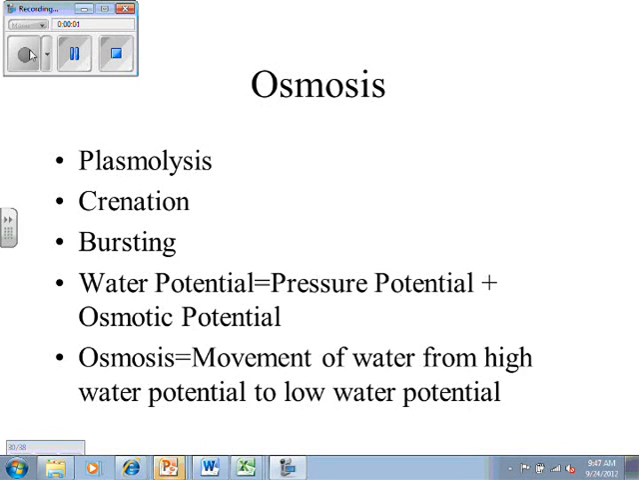Review first, guys. We've defined osmosis 3 different ways. Jackie, tell me one way we defined osmosis. Tell me a little bit more. High concentration of water to a low concentration of water. Jonathan, tell me a second definition. The movement of water from a low solute concentration to a high solute concentration.